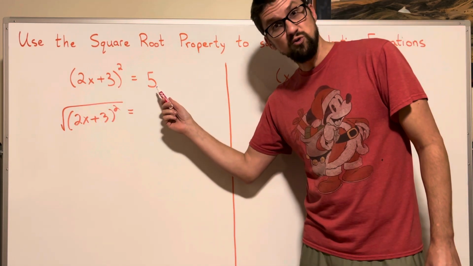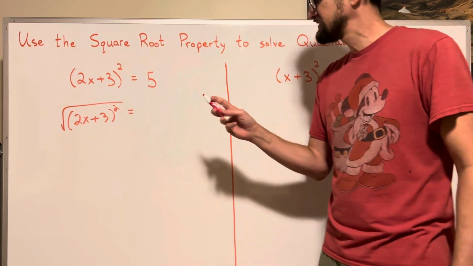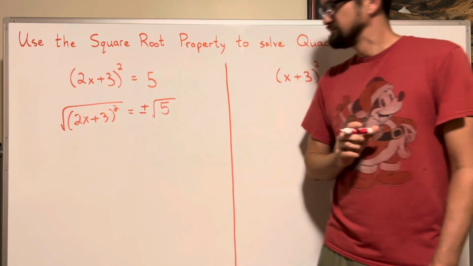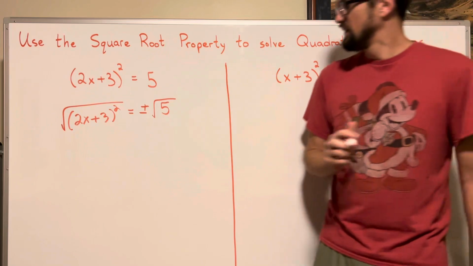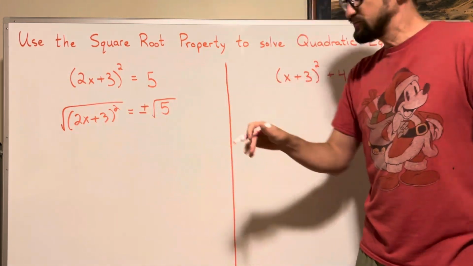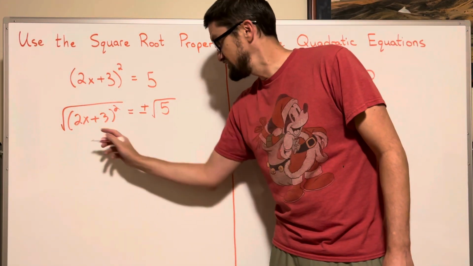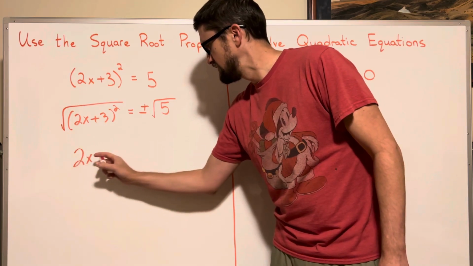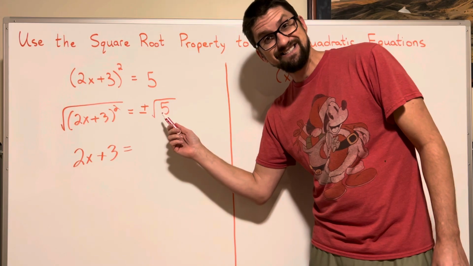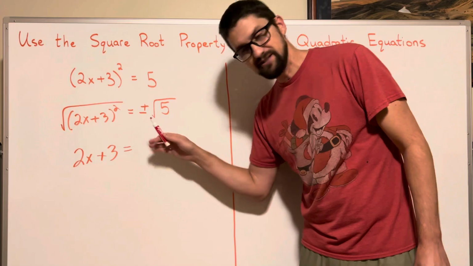Now when you square root the side with the number, you have to put a plus or minus sign here, like that. Now we square rooted because the square and the square root are inverse properties. They undo each other. So this right here just turns into 2x plus 3. Now make sure this side is simplified. Square root of 5 can't be broken up, so we're going to leave it square root of 5.